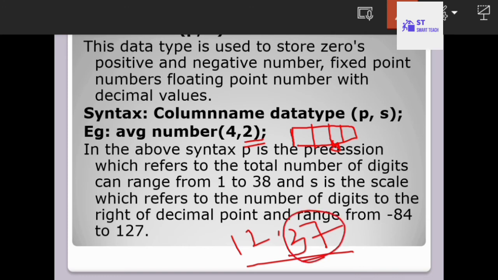Okay, in the above syntax, P is a precision which refers to the total number of digits, range from 1 to 38, and S is scale which refers to the number of digits to the right of decimal point and ranges from -84 to 127. So you can give the range between -84 to 127.